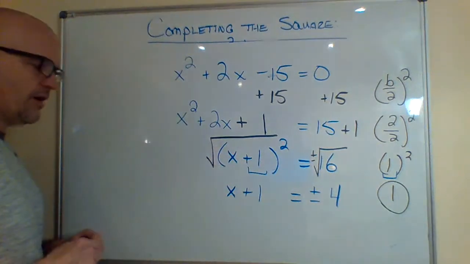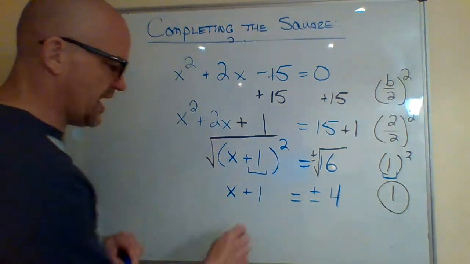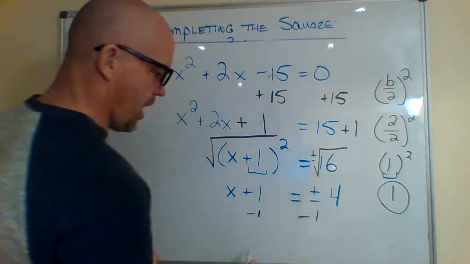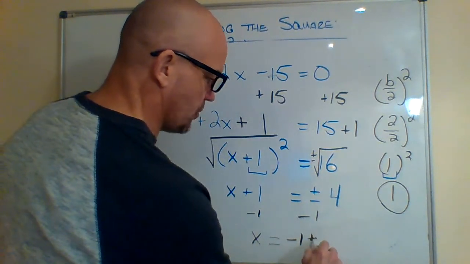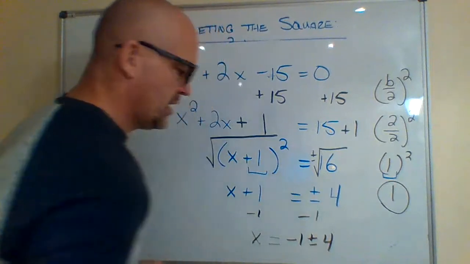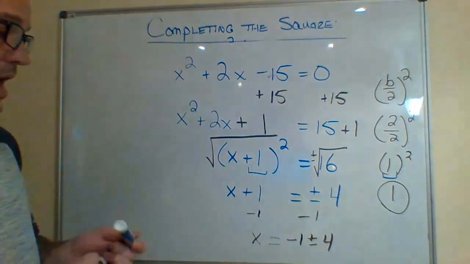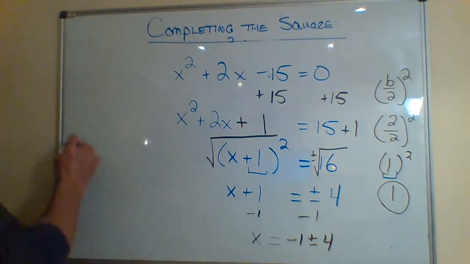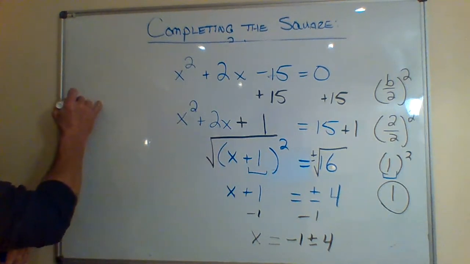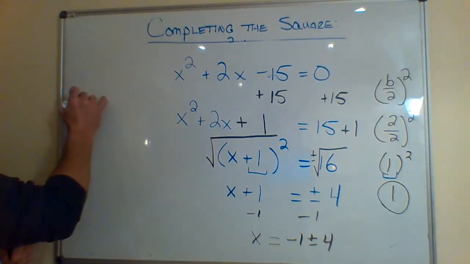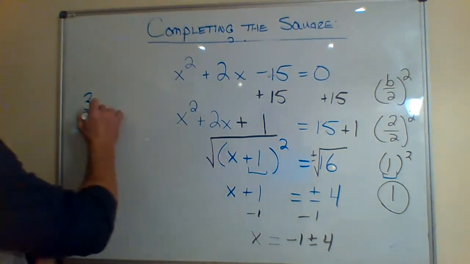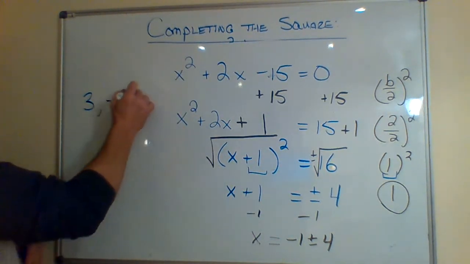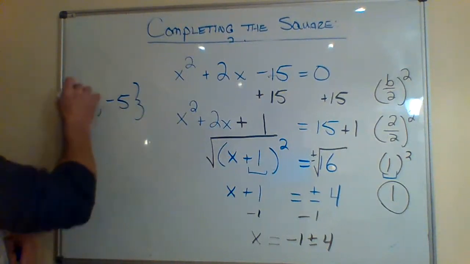Again, finishing these off, I'm going to subtract 1 from both sides. I'm going to have x equals negative 1 plus or minus 4. Now, since they're both nice integers, I can simplify that further and say negative 1 plus 4 gives me a 3, and negative 1 minus 4 gives me a negative 5. That is my solution set.